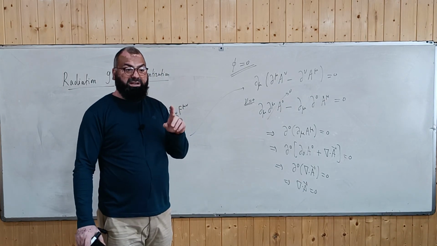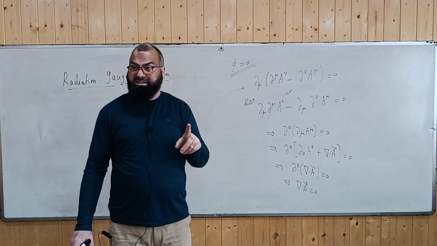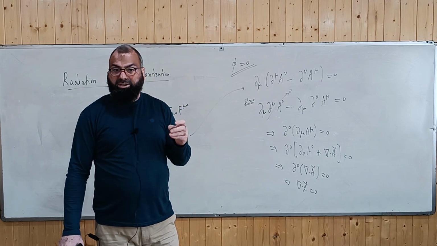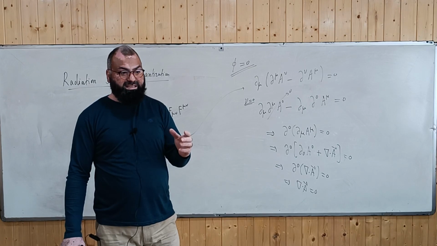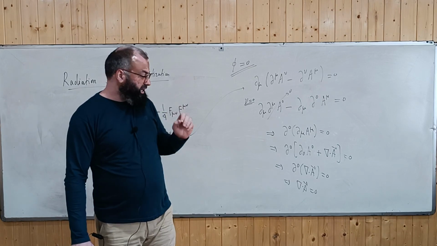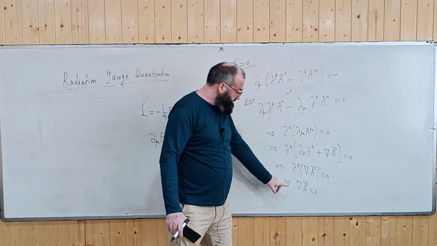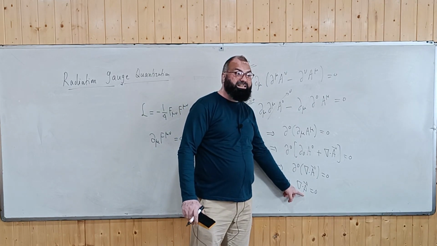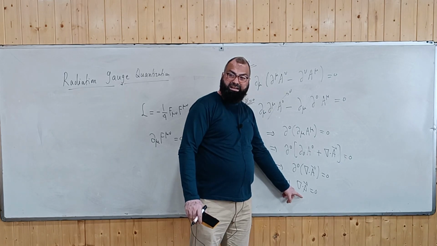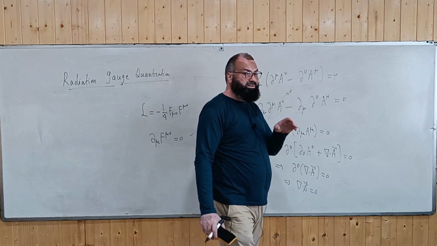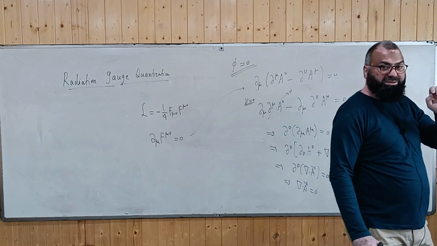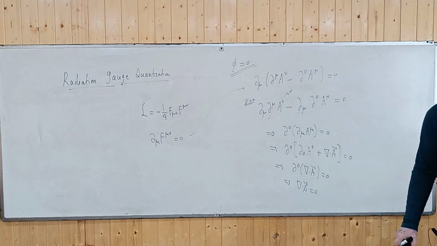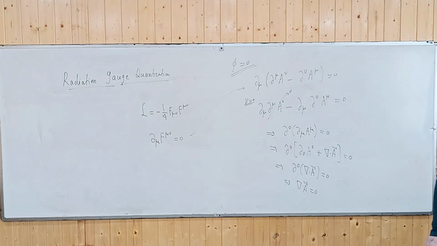Now how many degrees of freedom did you start with? 4 degrees of freedom. How many constraints did you get? 2 constraints. Now how many physical degrees? Only 2. So what does this mean? Del dot A, the divergence of the field, is equal to 0. What does it mean? It is actually the transversality condition of the field.